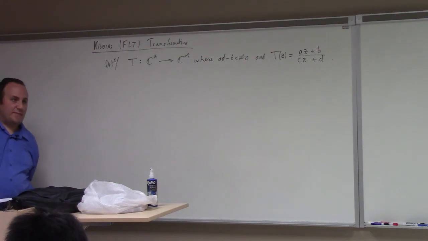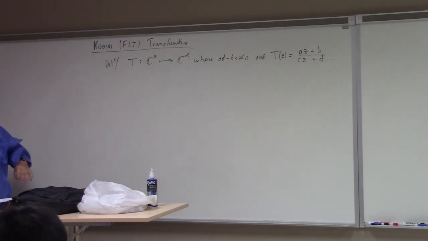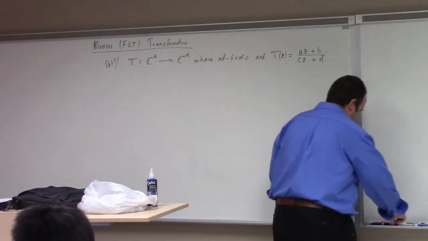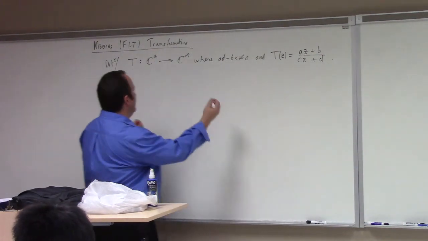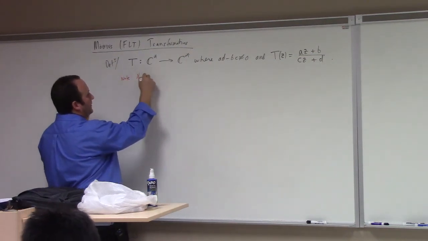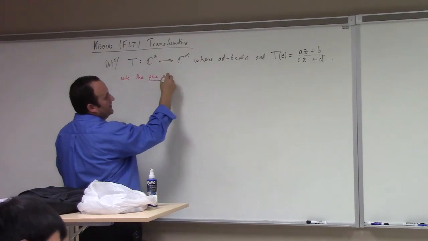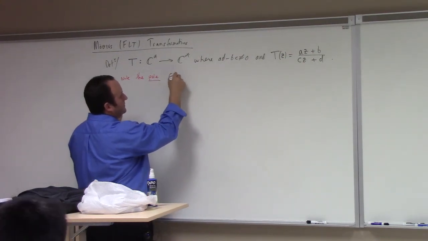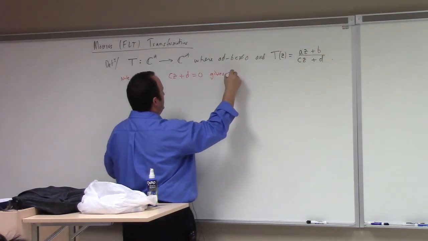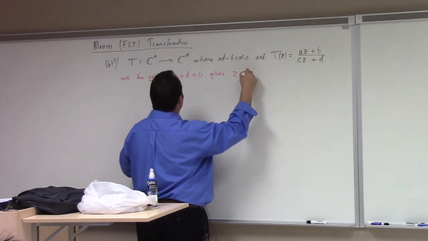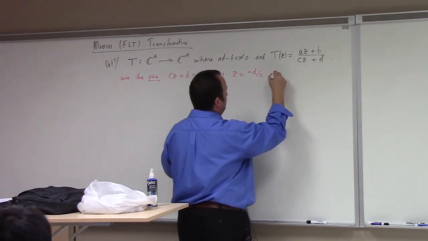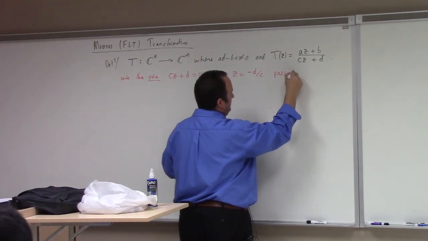So how does the map hit infinity in terms of terminology here? How do we output infinity in this wild new world of infinite math? Note the pole, all right, is what? CZ plus D equals 0 gives what? Z equals minus D over C is possible. The other possibility, right?